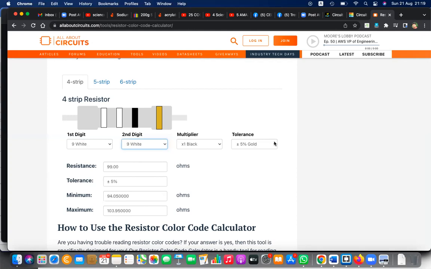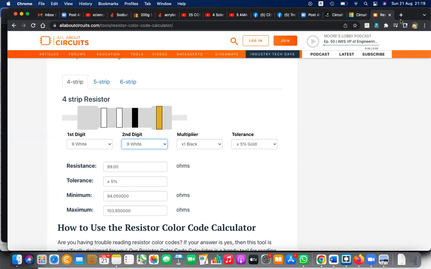Anyway, you cannot change the color of the resistor basically. Resistors you can purchase from an electronic shop, and based on the color code you can calculate the resistance of the resistor.